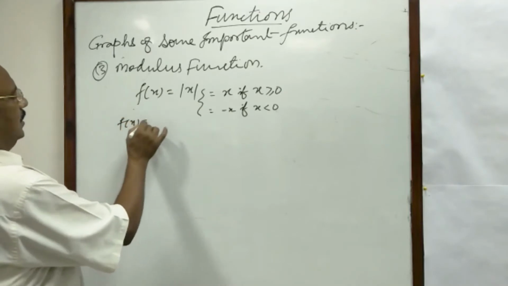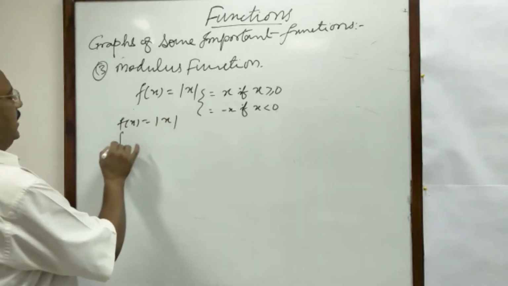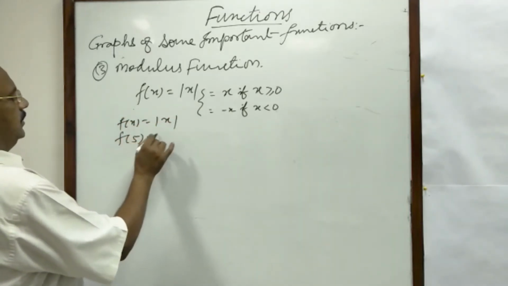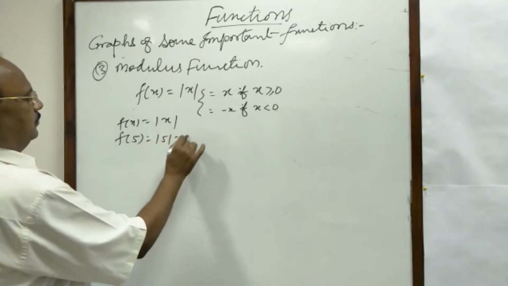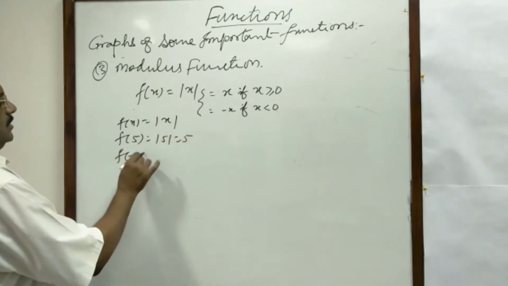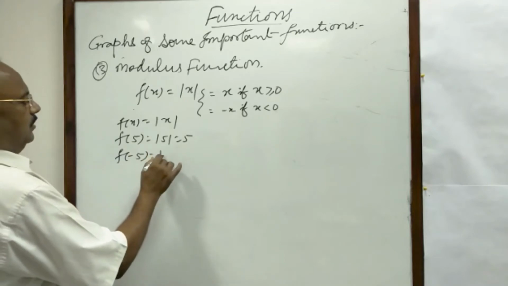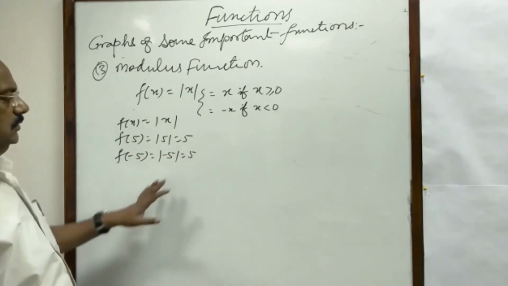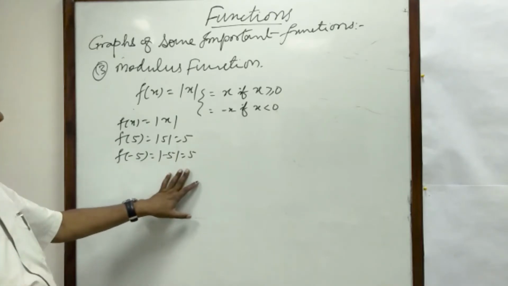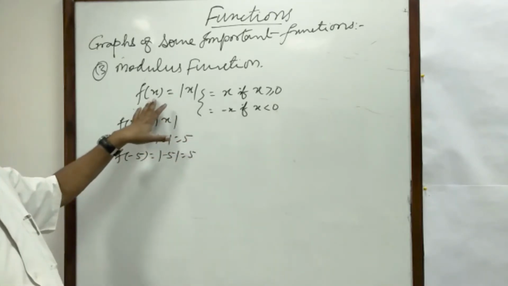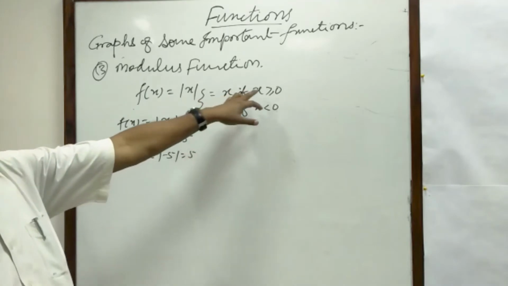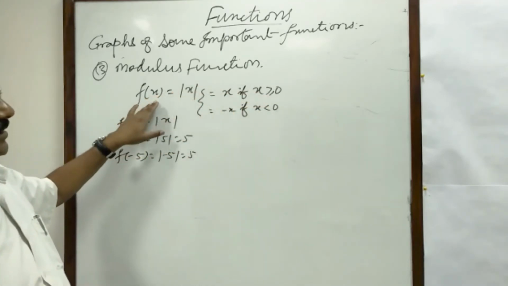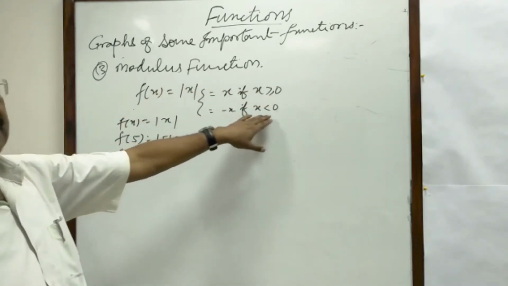Suppose f(x) is |x|, and we write f(5). This will be |5|, which is equal to 5. But f(-5), this is f of modulus of -5. This is also 5. So you have to understand that f(x) is equal to plus x if x is greater than or equal to 0, and f(x) is equal to minus x if x is less than 0.